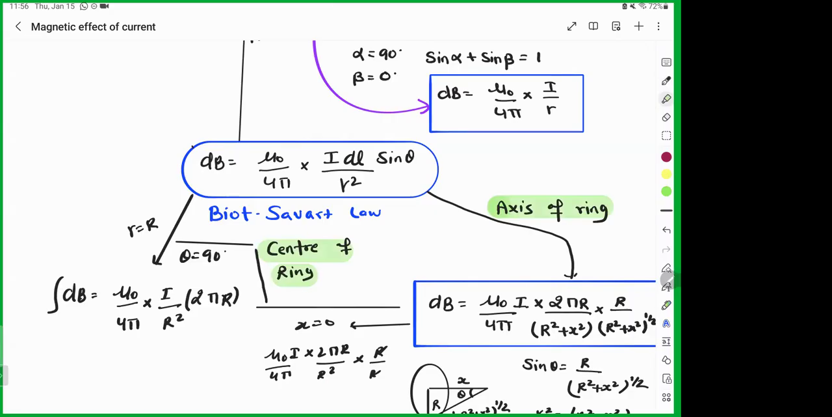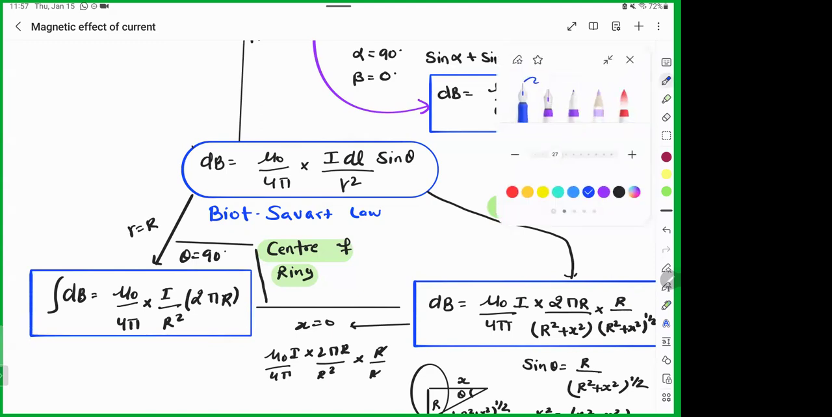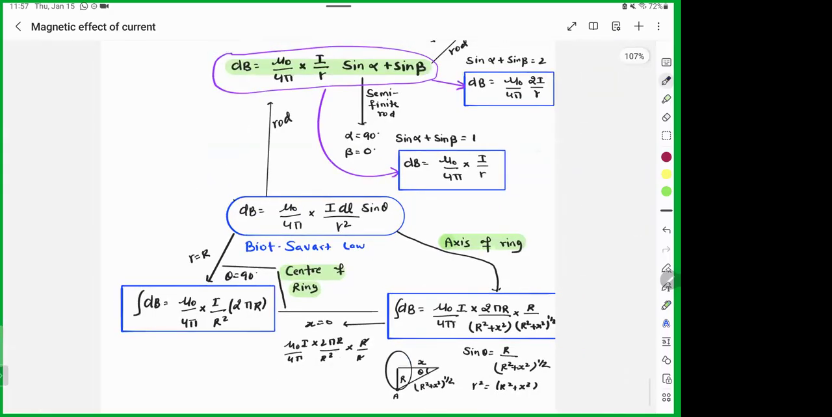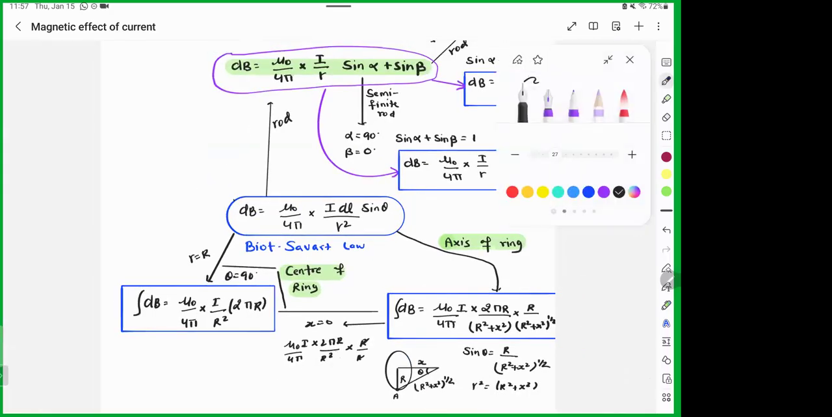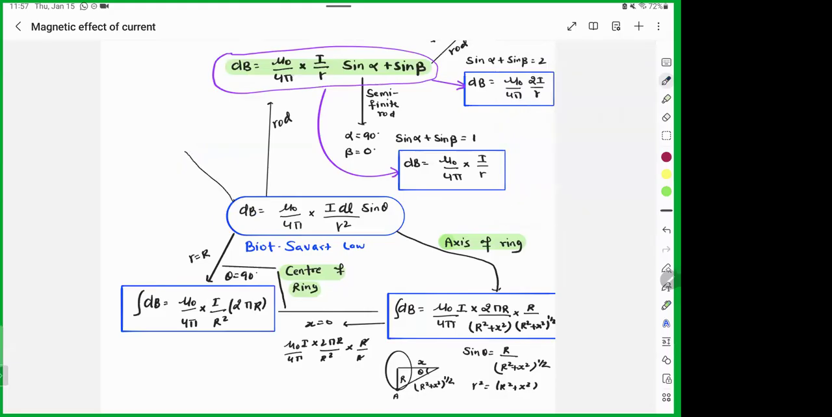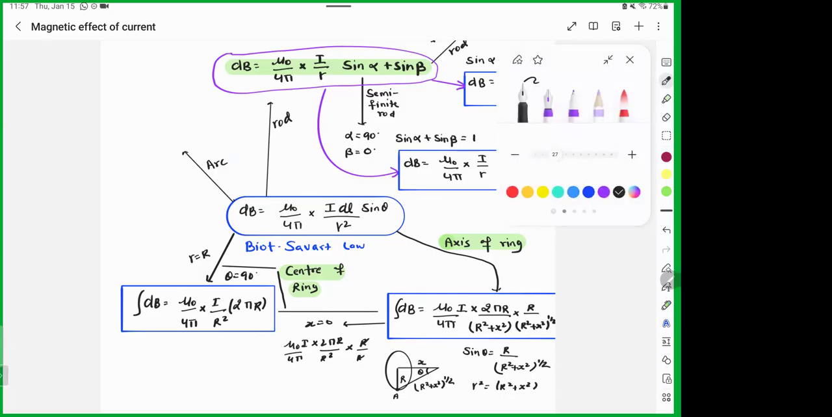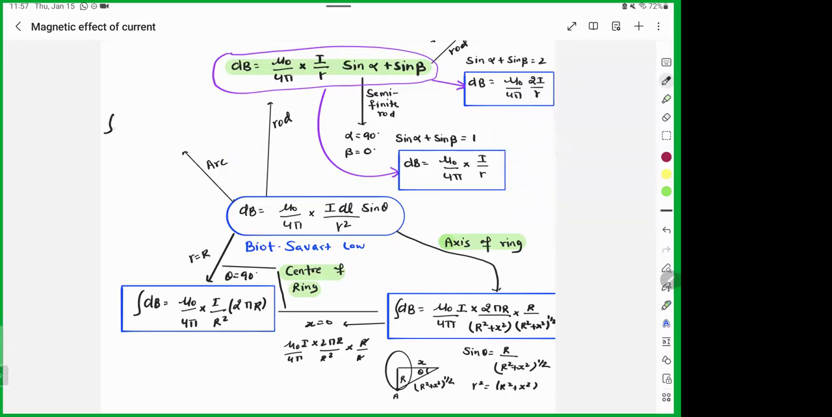Understood? Understood, guys? Any other application? In case of an arc, if you take any arc, what will you do? If you calculate the integration of dB, it will be equal to mu naught upon 4 pi I.